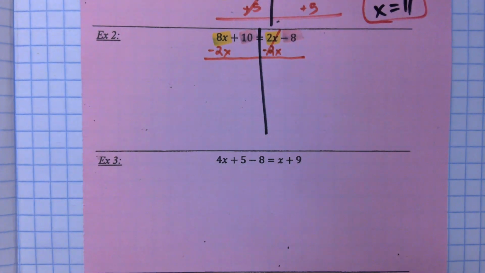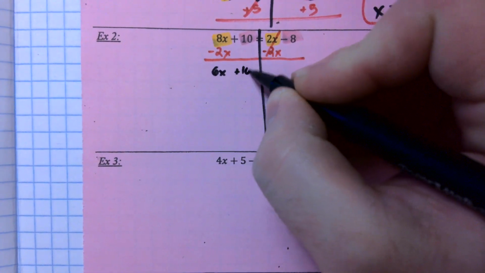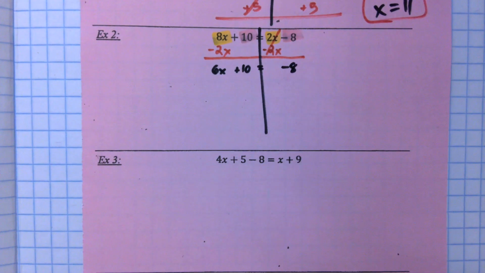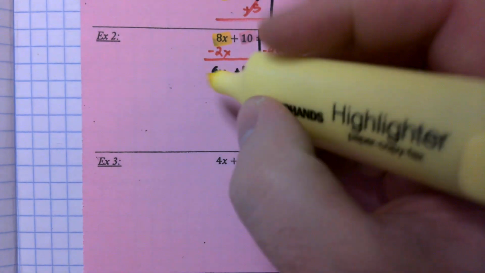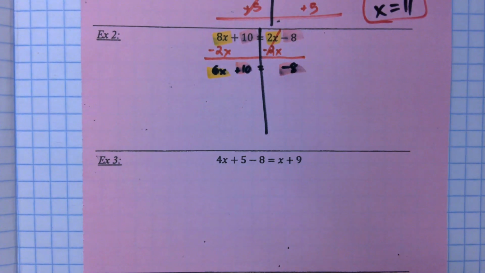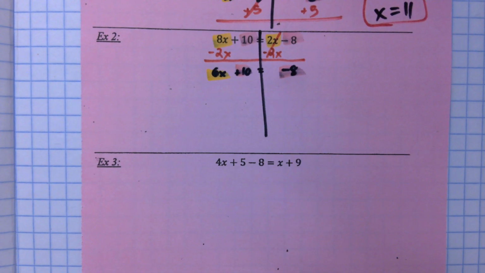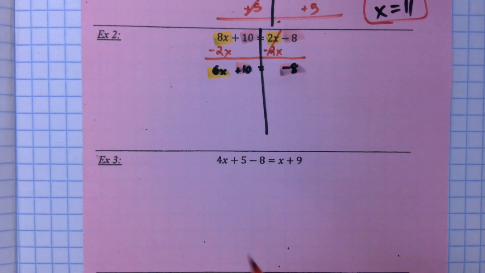What is 8x minus 2x now? 6x, right? 8 minus 2 is 6. Okay, I've got my yellow 6x, my pink 10, and my pink -8. What do I want to do now? I brought all my yellow terms to the left. What am I going to bring to the right? The pink terms, my constants.